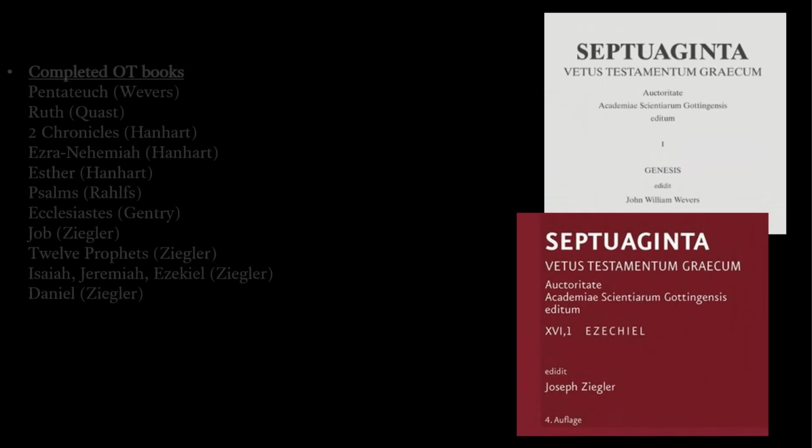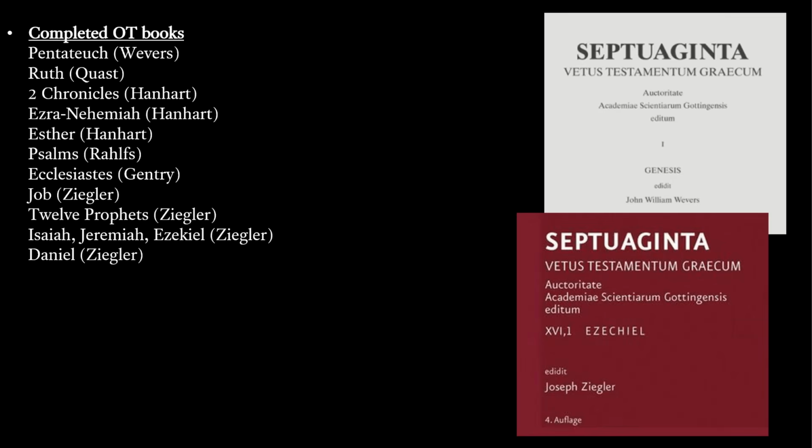What have they produced so far? And this is just a few images from some of the volumes. Thus far, the books from the Old Testament that have been completed include all 5 books of the Pentateuch, produced by John William Wevers. Ruth has been produced, 2nd Chronicles, Ezra-Nehemiah, including the apocryphal version, but the Ezra-Nehemiah volume. Esther, the Psalms, including the Septuagint Odes. Ecclesiastes, one of the more recent ones by Peter Gentry. Job, the 12 prophets, that's actually in one volume, and then individual volumes for Isaiah, Jeremiah, and Ezekiel, as well as Daniel.